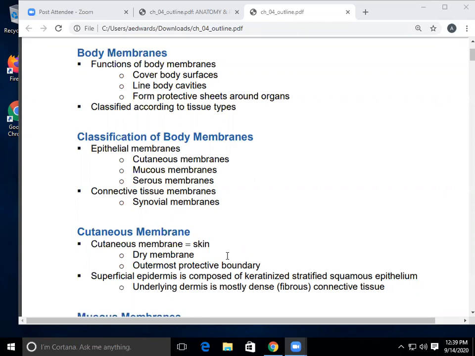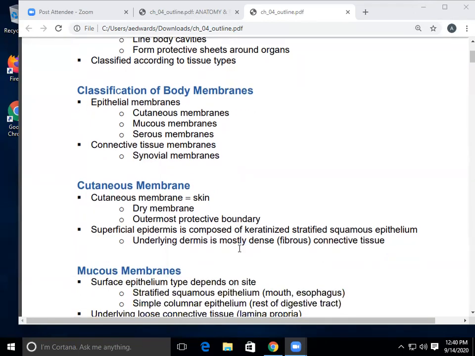So again, this is chapter 4, body membranes. They cover the surfaces of your body, line body cavities, and form sheets that protect your organs. We classify them based on their tissue types. There are basically 4 body membranes. 3 of them are epithelial tissue, and 1 of them is connective tissue. Your cutaneous membranes, your mucous membranes, and your serous membranes are epithelial tissue. Your synovial membranes are connective tissue.